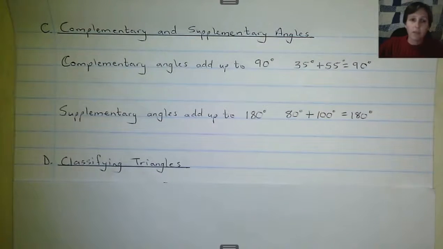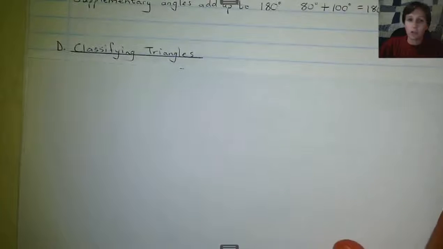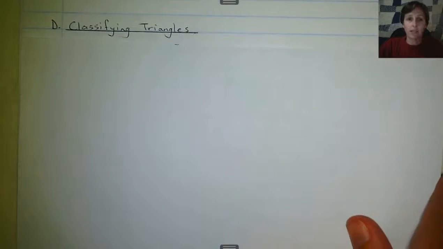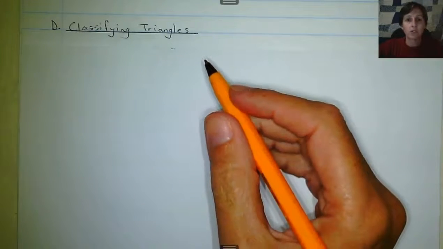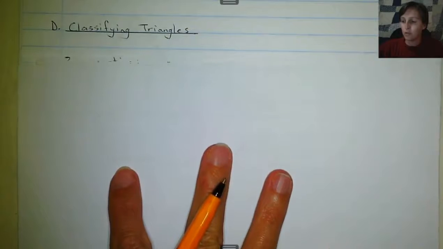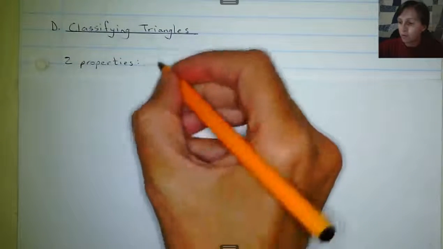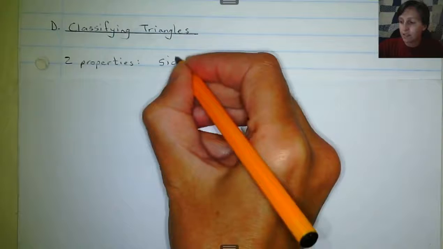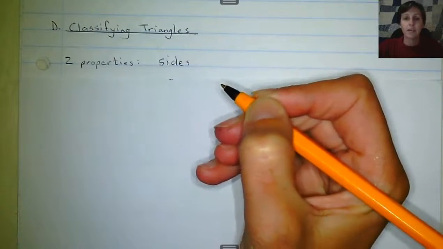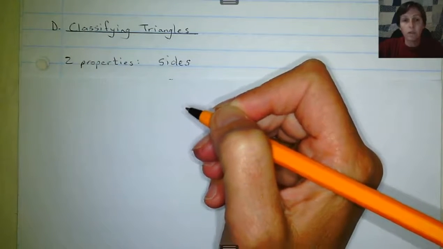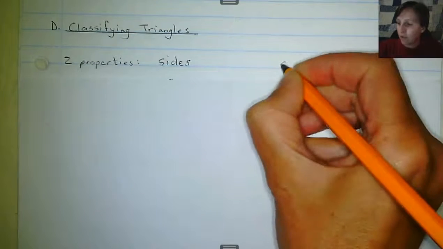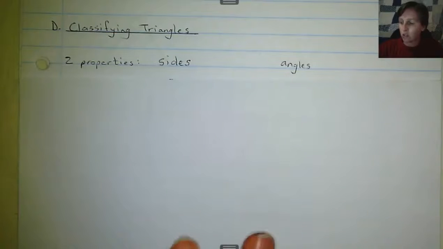Alright, then we looked at classifying triangles. Triangles was our next section. When we classify triangles, there are two ways in which we classify them. There are two properties that we use. The first property is the lengths of the sides of the triangle, and how many of those sides are equal in length: all of them, only two of them, or none of them. The other thing that we look at is the sizes of the angles. So let's start with the sides.